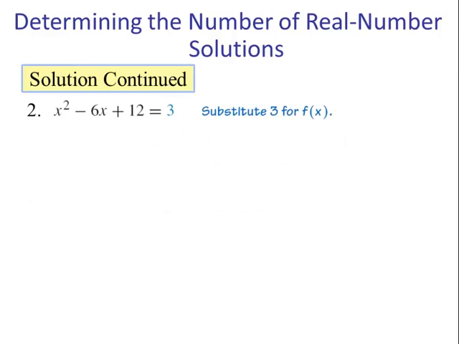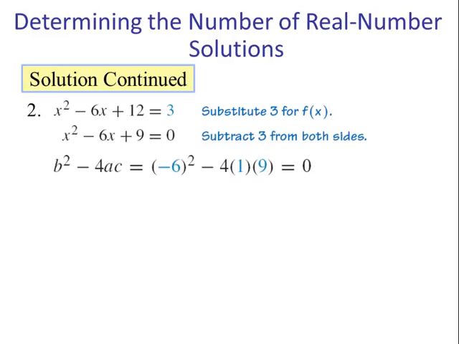Number 2. X squared minus 6x plus 12 equals 3. Subtract 3 from both sides. We have x squared minus 6x plus 9 equals 0. Substituting the values of a equals 1, b equals negative 6, and c equals 9, we have a discriminant of 0. Therefore, there'll be one real solution, so one point has a height of 3.